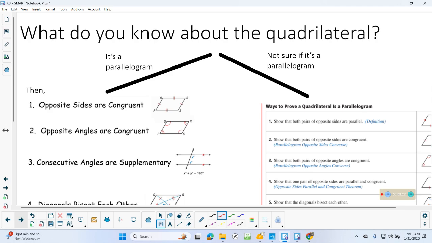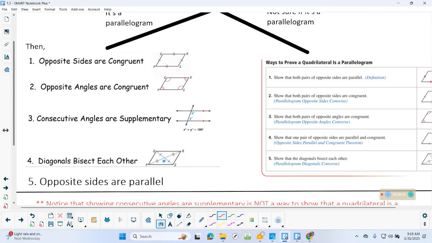So again, in your mind, two different trains of thought. If you know it's a parallelogram, you know it. So it's those 5 properties I showed you yesterday: opposite sides congruent, opposite angles congruent, consecutive angles supplementary, diagonals bisect, and opposite sides parallel. Those are the 5 properties from yesterday.